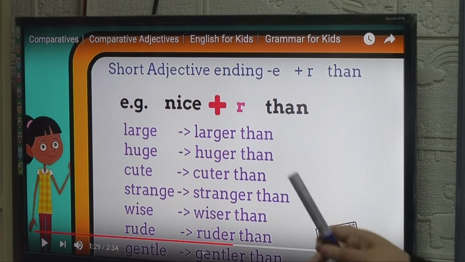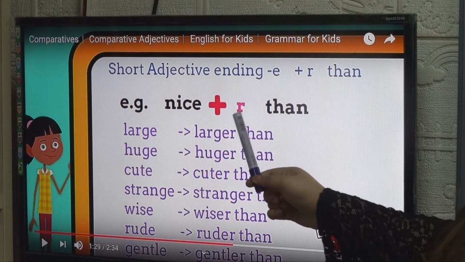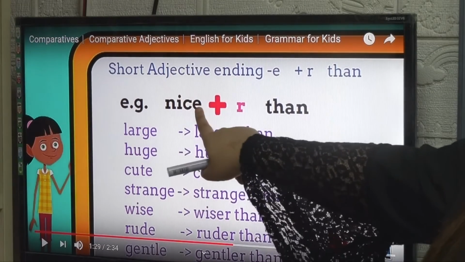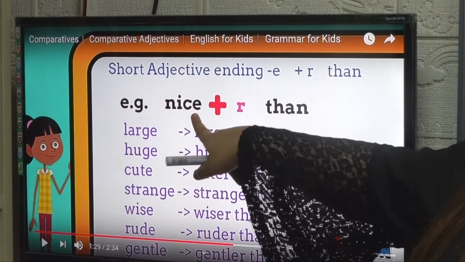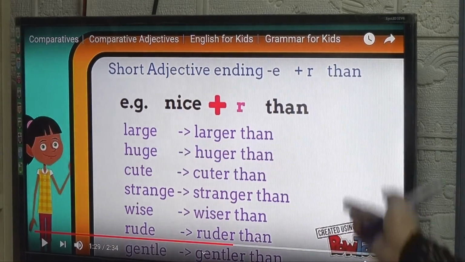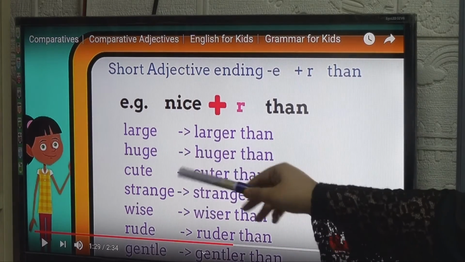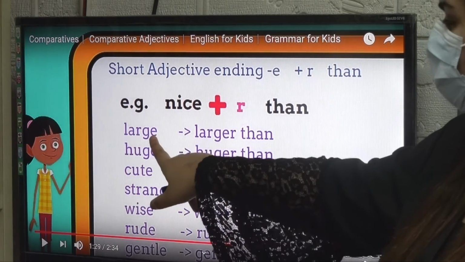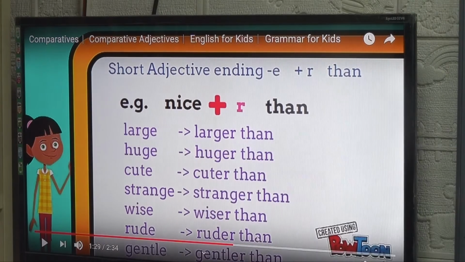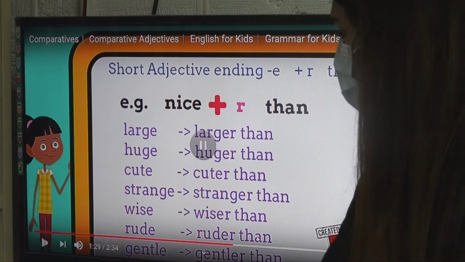So here are some examples, right? Nice, and then nicer than. It ends with E, right? So we just add R. Nicer than, that has been shown to you. Large becomes larger than. As you can see, it ends with E, so we just add R. That's enough for us. Large, larger than. Huge, huger than. Cute, cuter than. Strange, stranger than. Wise, wiser than. Alright? And so on.